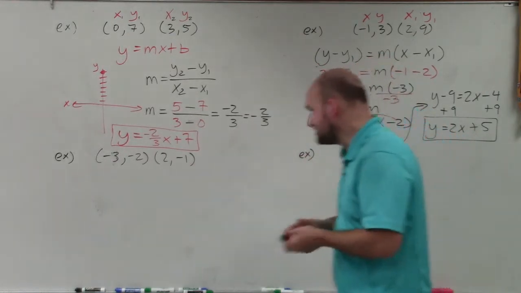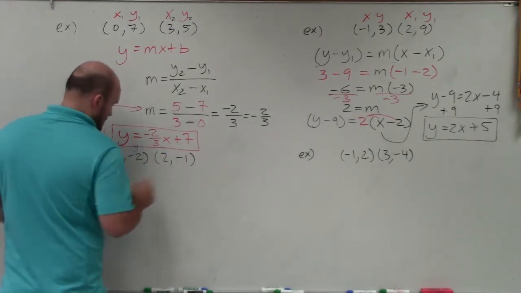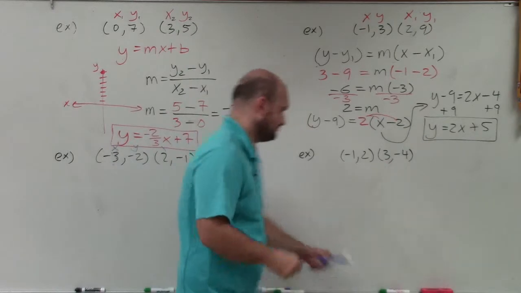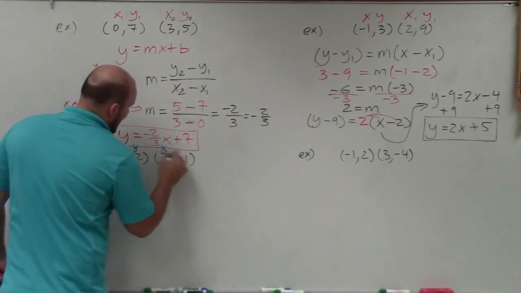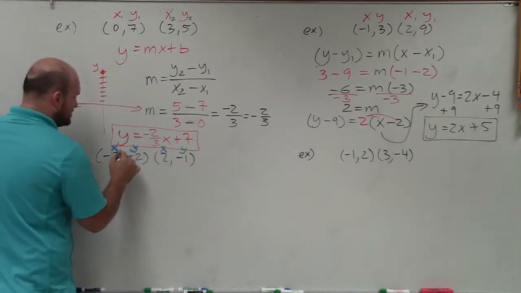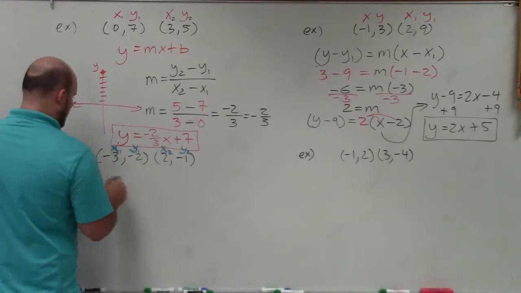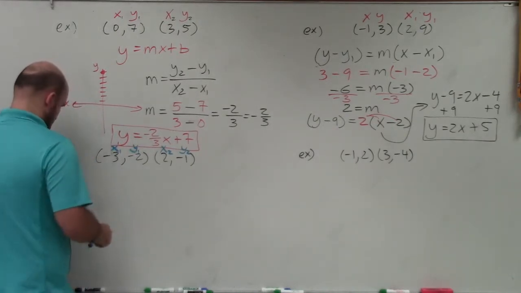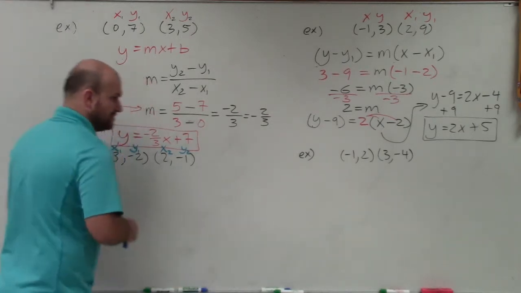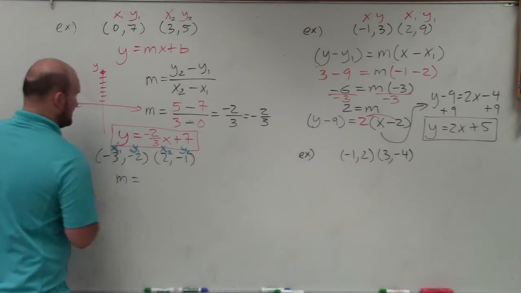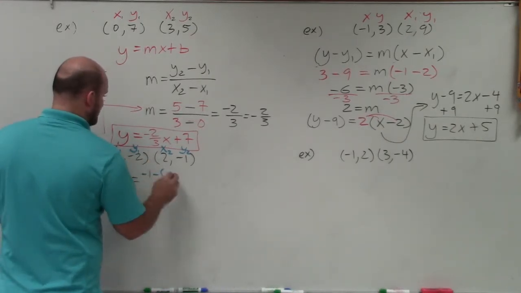Automatically, when I know I have 2 points, the first thing we're going to want to do is label them. x, y, x, y. And then to differentiate 2 points, let's do x1, y1, x2, y2. Then I'll use the slope formula. So m is equal to y2 minus y1.